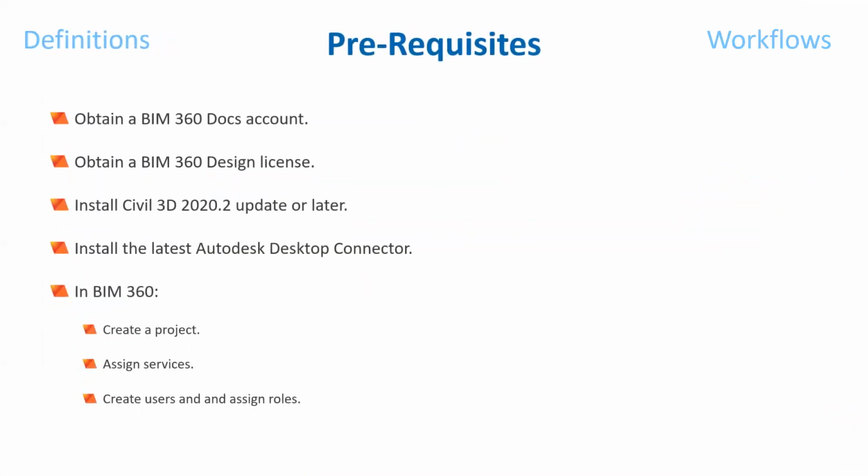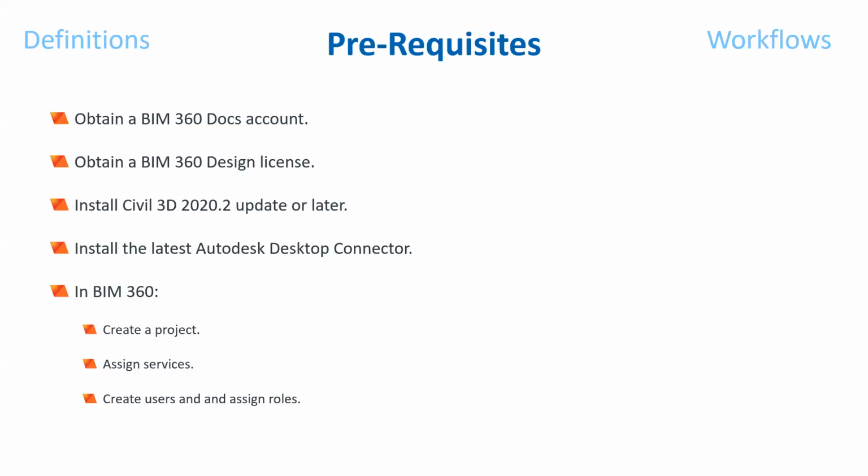All right. We are going to get into Civil 3D. Don't worry. I just got to go through a couple of prerequisites here. Number one of these things you have to do if you want to run Collaboration for Civil or BIM 360 design: you have to obtain a BIM 360 Docs account. You can do that with Steve.